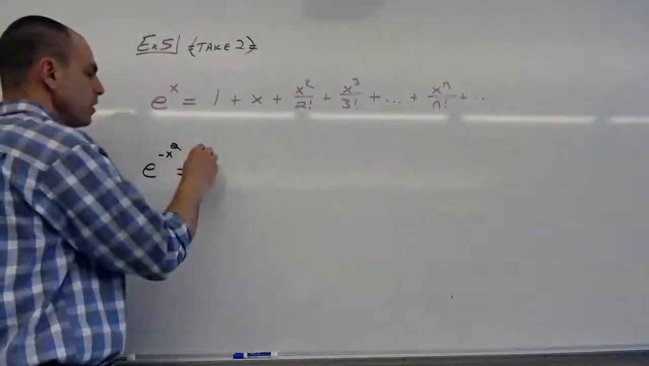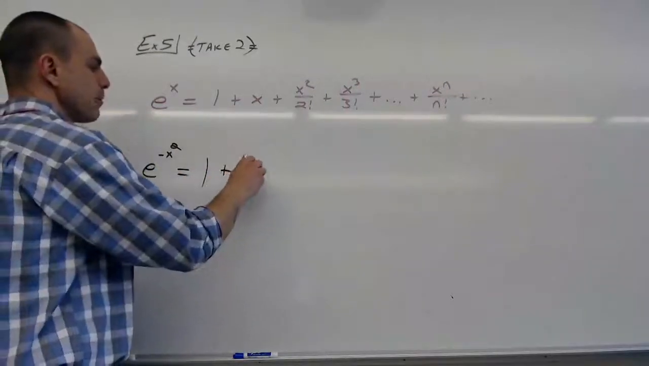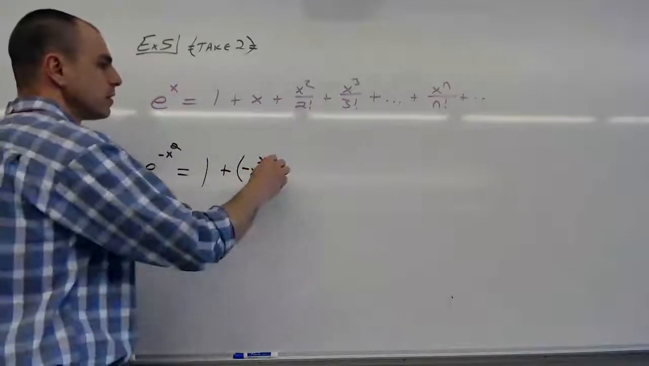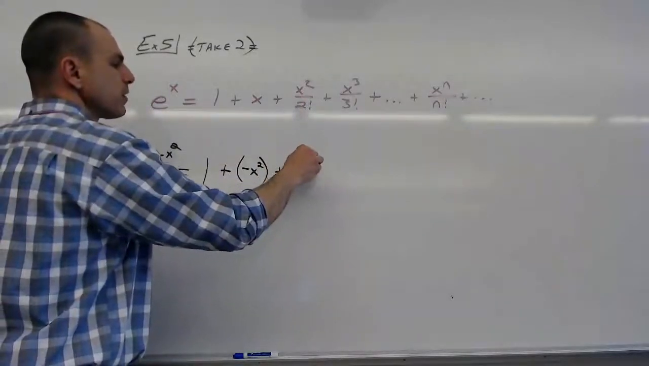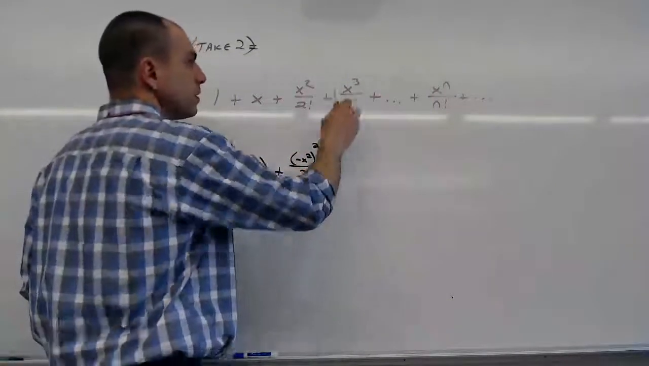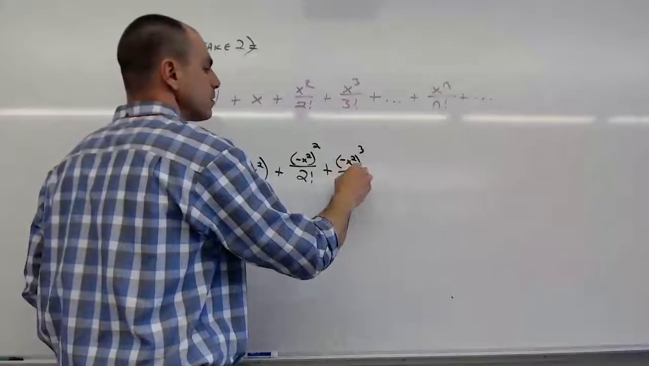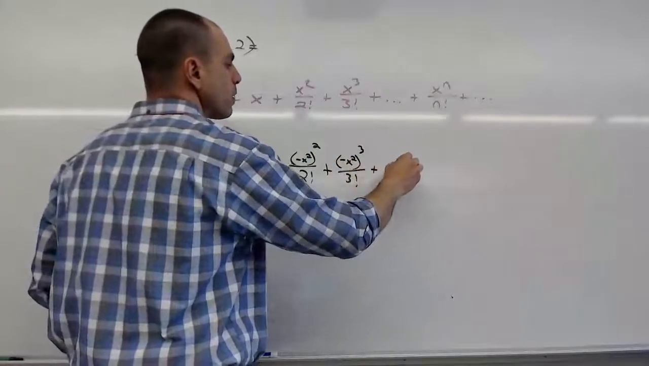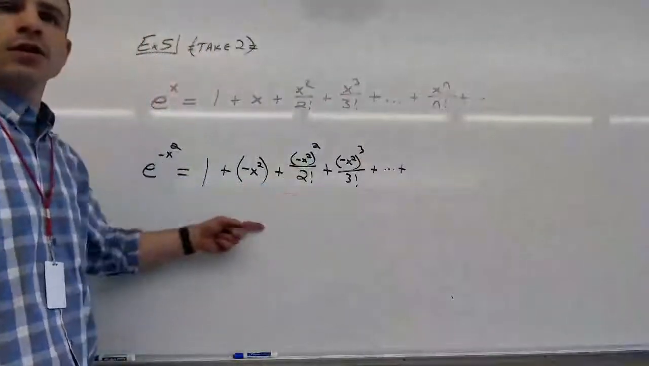So I've got 1 plus, and then here's an x. So I replace it with the opposite of x squared, right? Plus, there's another x. So I replace it with the opposite of x squared. Plus, here's another x. Replace it with the opposite of x squared. All right, so on and so forth. We'll get to the general term in a second. Let's simplify these terms right here.